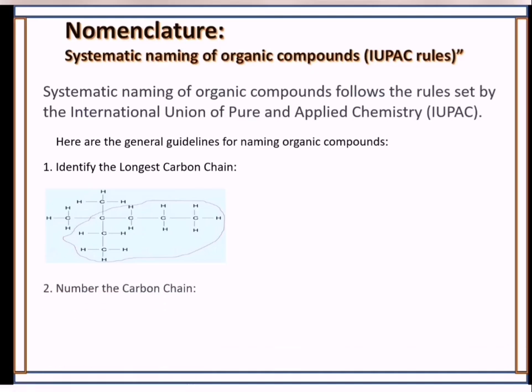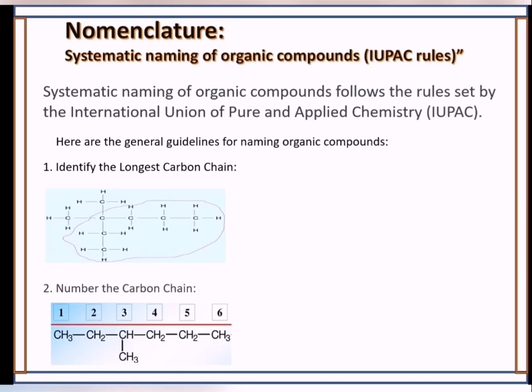Number 2, number the carbon chain. Assign the lowest possible numbers to the carbon atoms in the parent chain, starting from the end nearest to any substituent or functional groups. This establishes the locant, that is the position of the substituents.